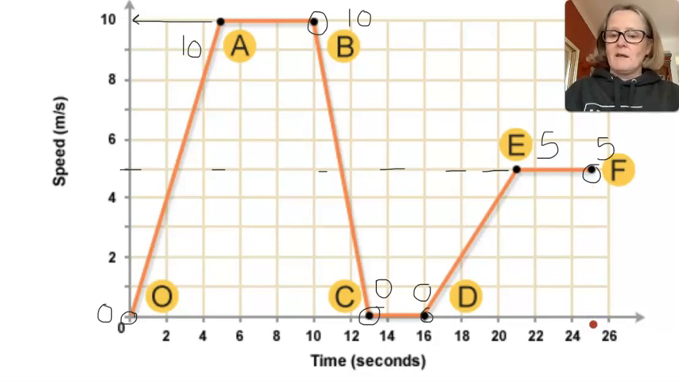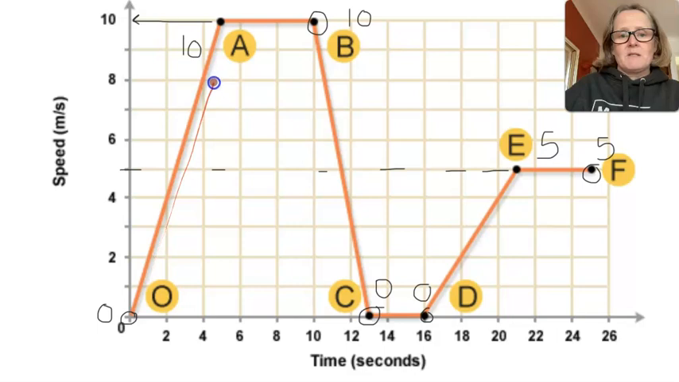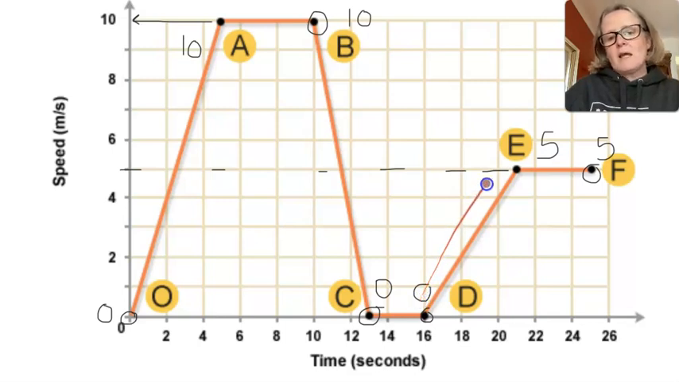So that's what's happening in this graph. An acceleration up to 10 meters per second, steady speed of 10 meters per second, a rapid slowdown to no speed. They stand still for a while, and then they slowly accelerate to a constant speed of 5 meters per second, which they maintain until they get to 25 seconds.